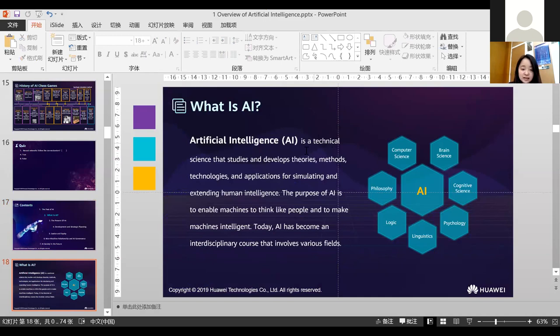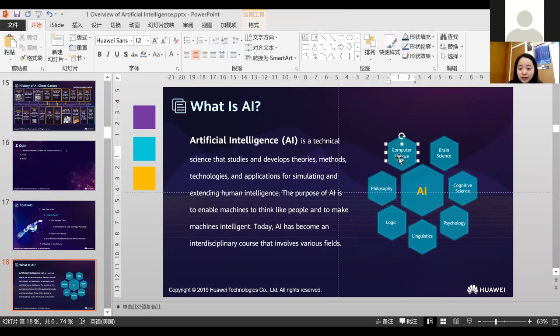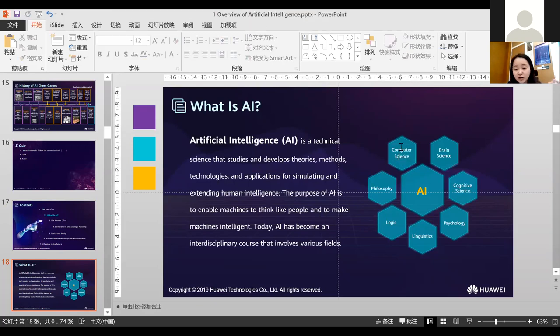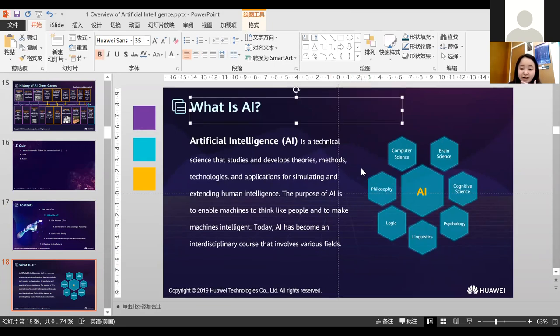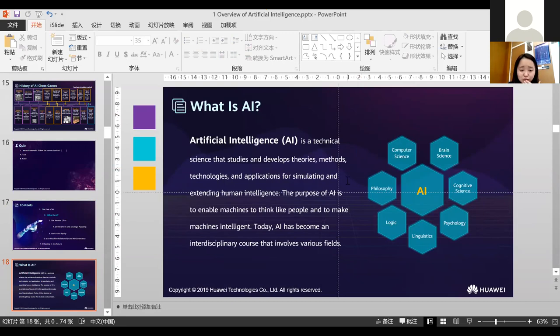It's a technical science that studies and develops theories, methods, technologies, and applications. So the aim is to simulate and extend human intelligence. To learn AI, we may need some knowledge from computer science, from brain science, from logic, from philosophy. So that is AI. AI is a cross subject.